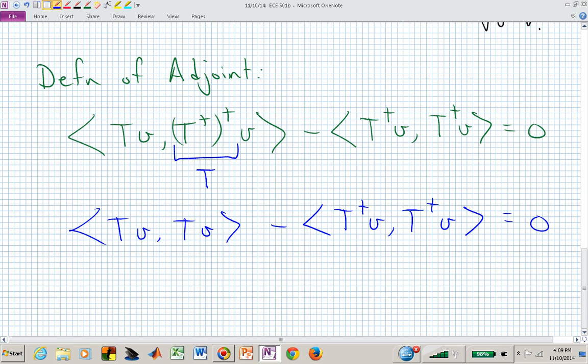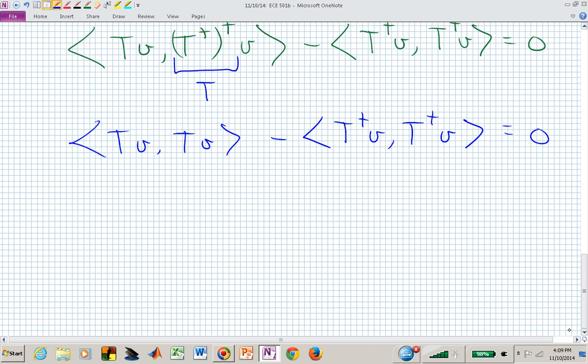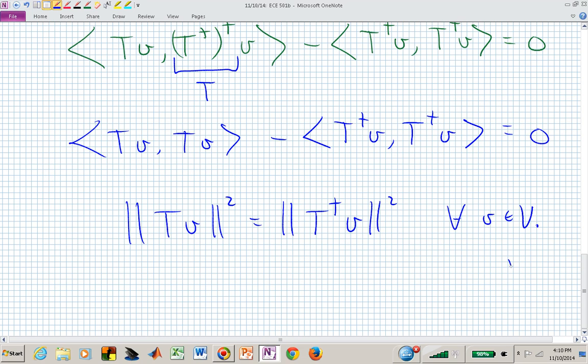Or if we wanted to, I could now simply move one of those to the other side, and TV inner product with TV is simply the norm of TV squared, and that's equal to the norm of T dagger V squared, and that's true for all V, and that's what we set out to prove for whatever proposition that was, proposition 7.6.